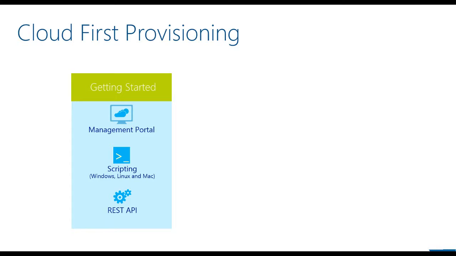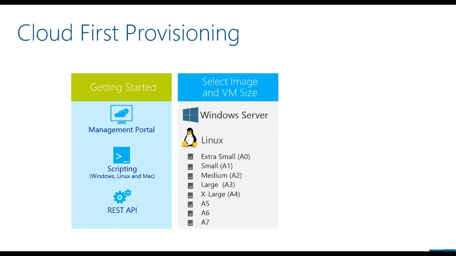And how you do this is you start with 3 different entry points: management portal, which is just a web-based portal, the scripting interface, which is Windows, Linux, or Mac, and of course a REST API, which is any language, any platform, programmatic. Pick your entry point, such as management portal, and then the next thing you need to do is pick one of the images that I just mentioned.